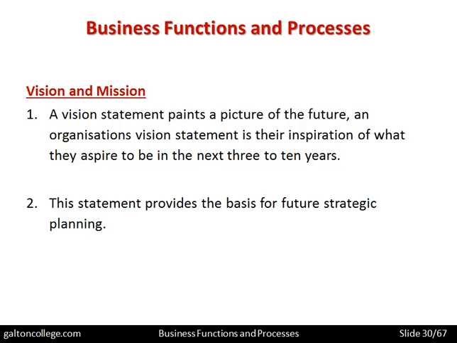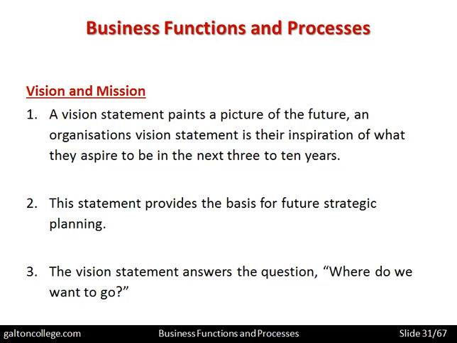It provides a basis for future strategic planning, because once they've got a vision of where they want to be, then the strategic plans can be put in place to make their vision happen. The vision statement answers the question, where do we want to go? And once the company has determined that, it can enter the strategic plan. The strategic plan will in turn start to determine the operational plans, and the operational plans will mean that the organisation is working towards their vision.